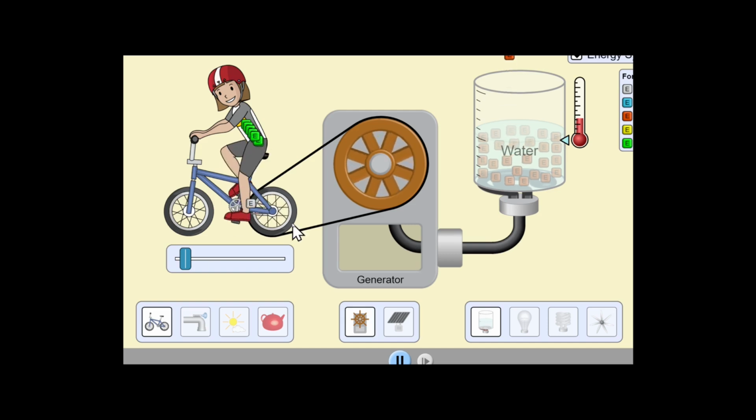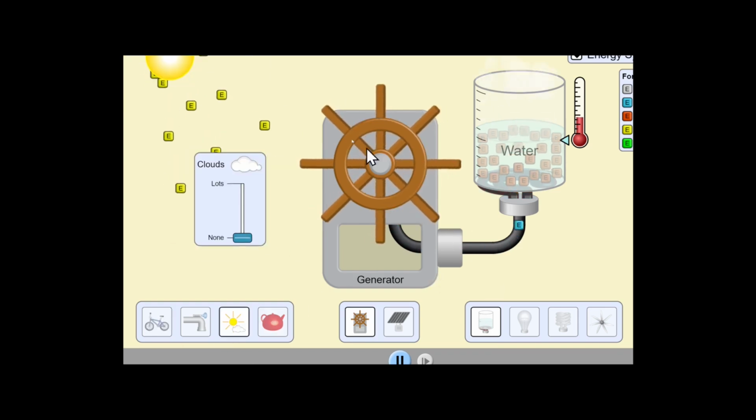Let's change it. I'm sick of looking at her. Let's say we are now having solar energy. So now there is yellow E, so there is light energy. And notice that nothing is happening. A generator cannot convert light energy into kinetic energy. It can't therefore convert that into electric energy, and it can't convert that into heat energy.